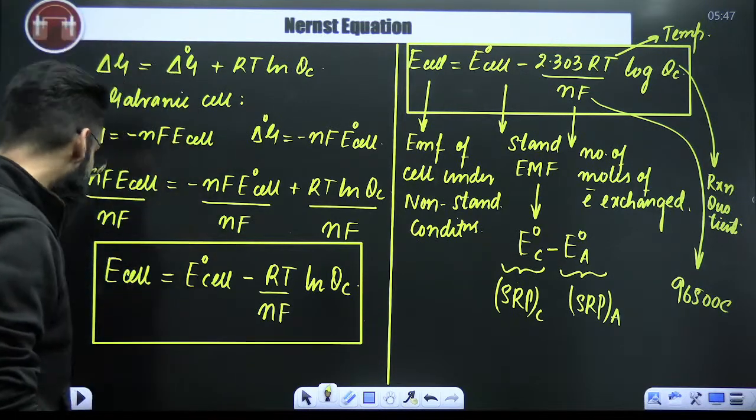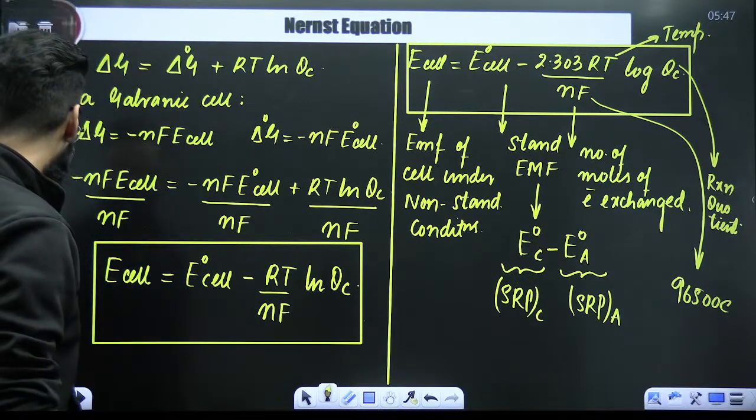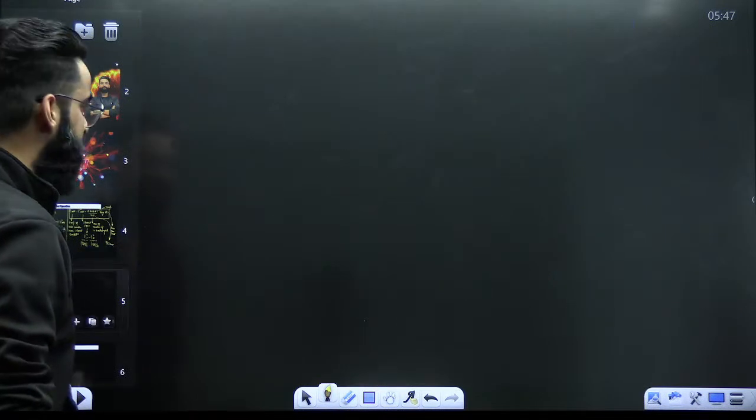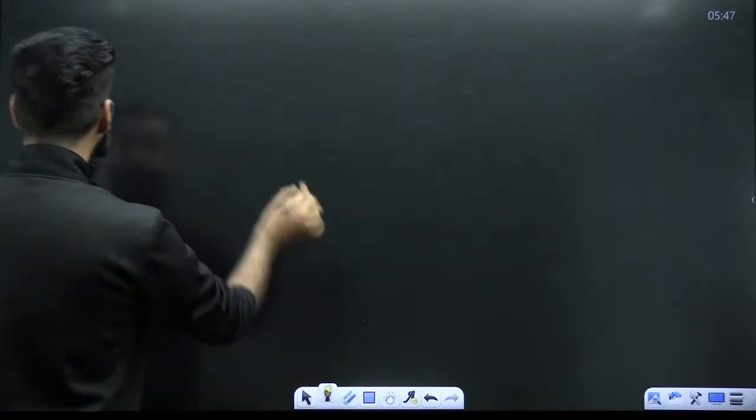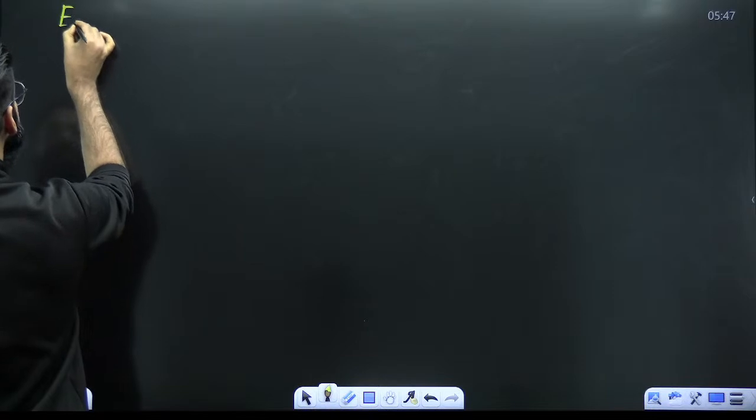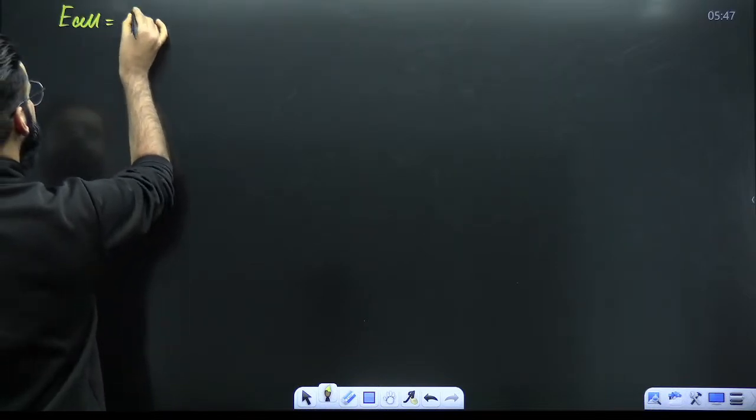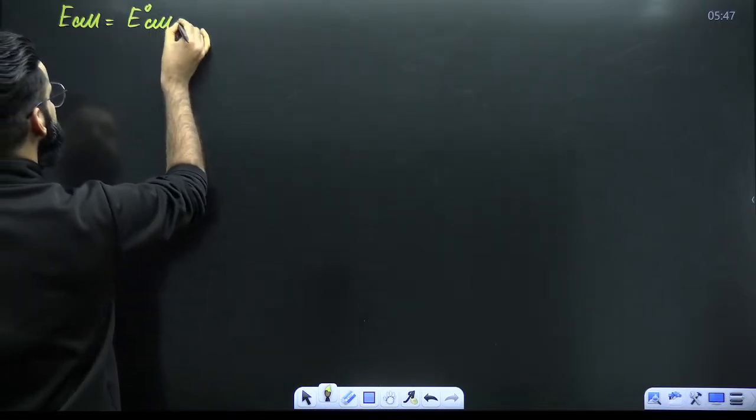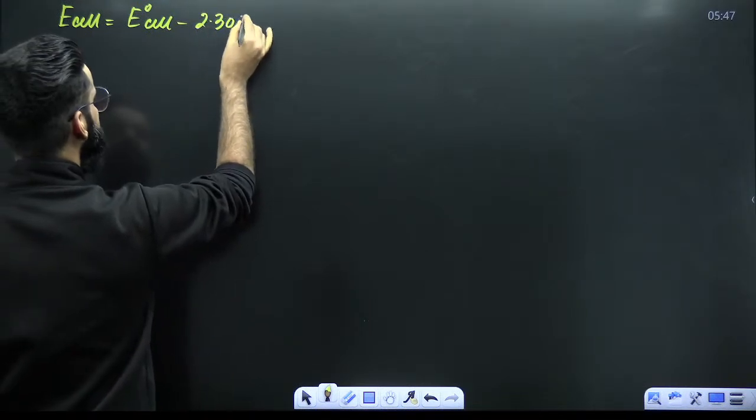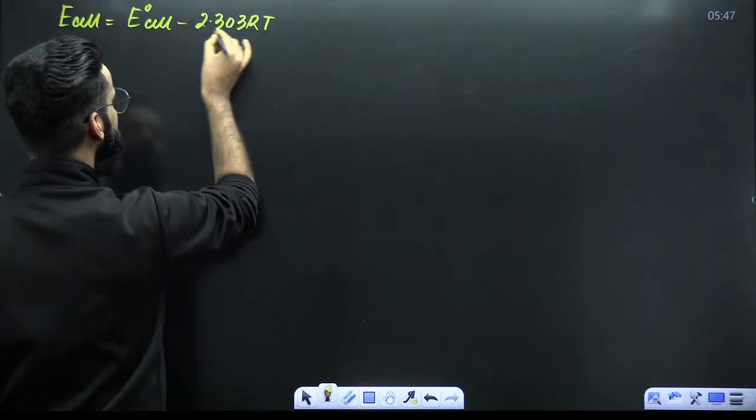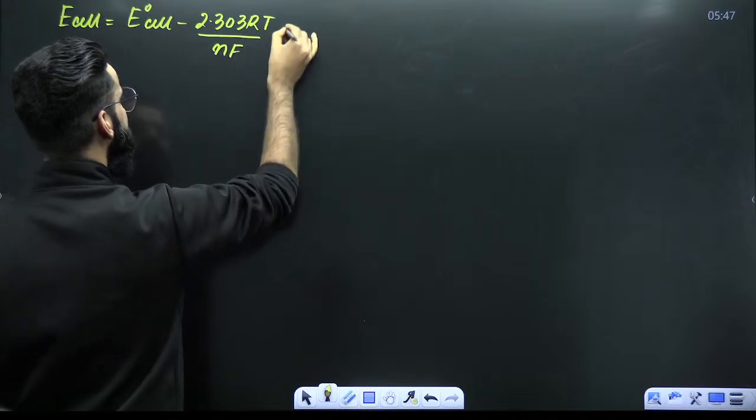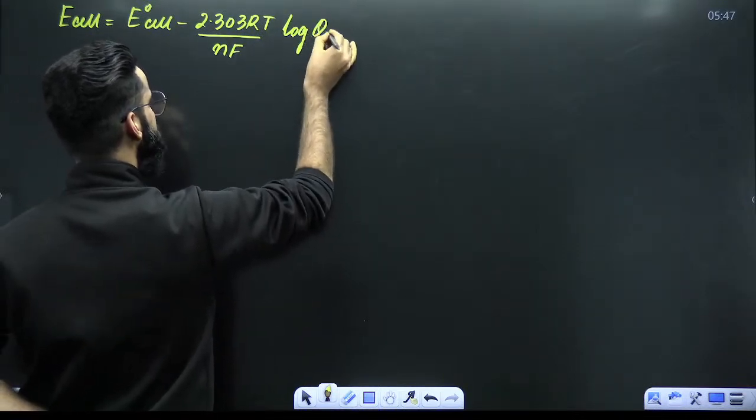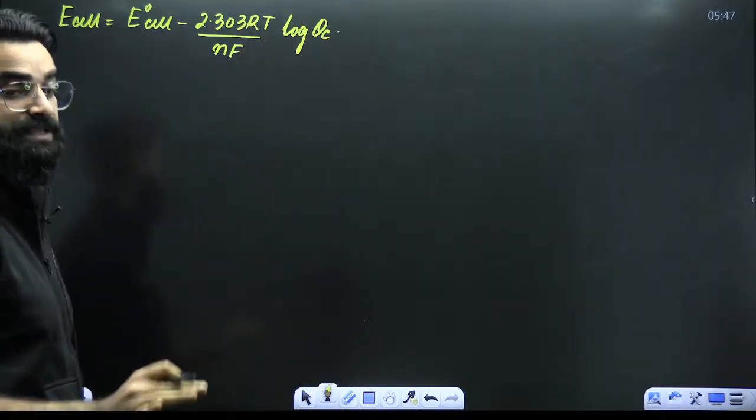Correct? Now, my dear students, try to understand what exactly I'm going to say. Something important I'm going to discuss with you. See, we got the equation. The equation is something like this. E cell is equal to E0 cell minus 2.303 RT divided by NF, and then we write log of QC. This is something which you call the Nernst equation.